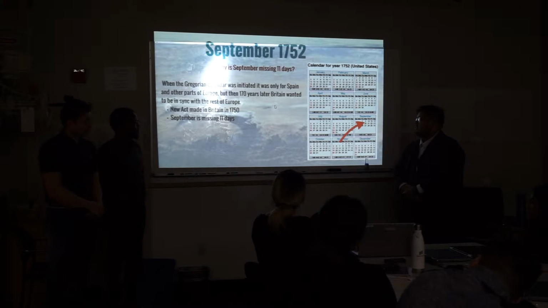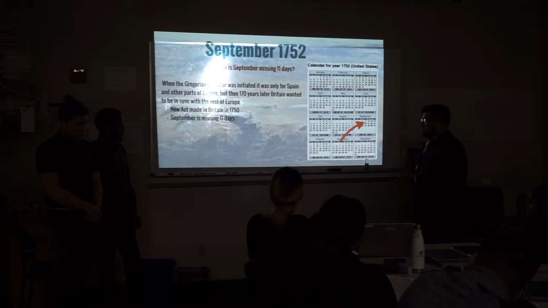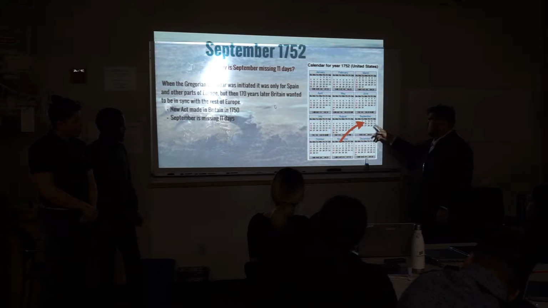So what happened in September 1752? Well, the Gregorian calendar was initiated in about 1582. It was only for smaller parts of Europe. And then 170 years later, Britain made an act called the New Calendar Act in 1750 to start initiating the Gregorian calendar. And so on September 2nd, 1752, it took place, and that's why it's missing 11 days.